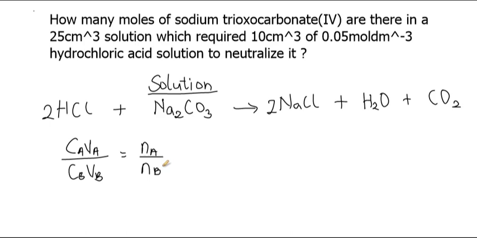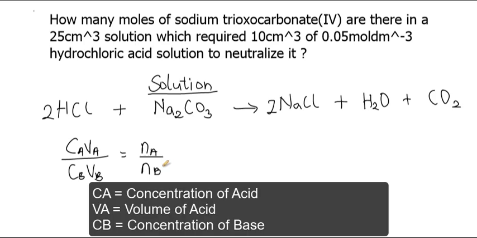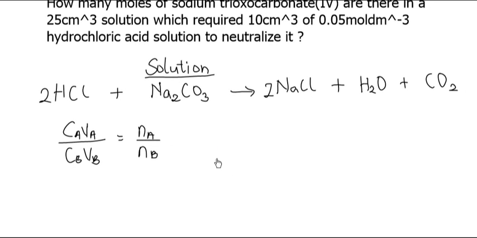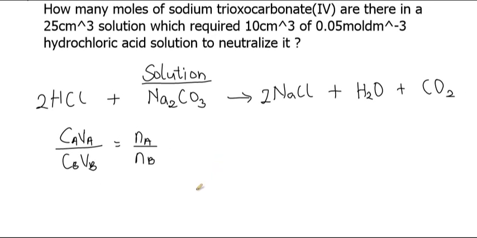In this formula, Ca is the concentration of the acid, Va is the volume of acid, Cb is the concentration of base, Vb is the volume of base used, while Na and Nb are the number of moles of the acid and base respectively. Let's proceed. The next thing to do now is to write out the values given from the question. The reason we are doing this is to make it easier for us to get the unknown.